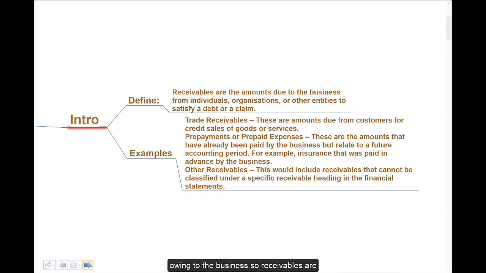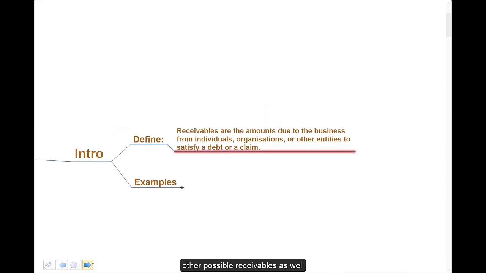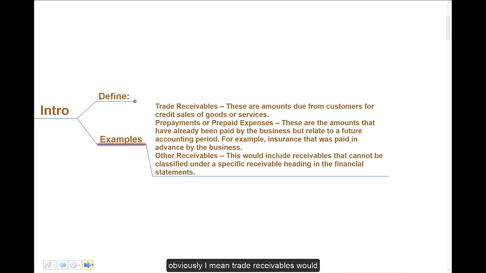So receivables are the amounts due to the business from individuals, organizations, or other entities to satisfy a debt or a claim. A typical receivable will be the first one mentioned in the example, trade receivables. So we make sales on credit to customers. We create within our accounts a receivable amount in the form of a trade amount. There are a variety of other possible receivables as well, obviously. Trade receivables would be probably the biggest, generally speaking, receivable that you would see within current assets.